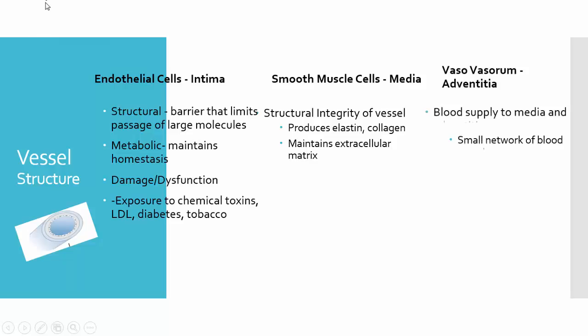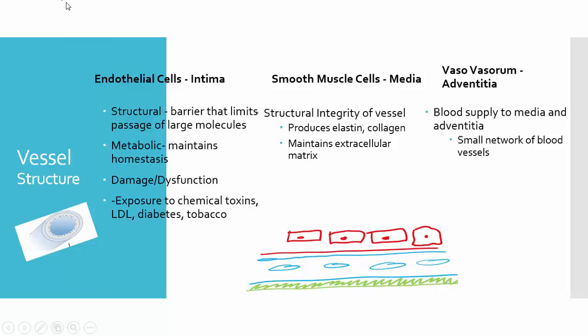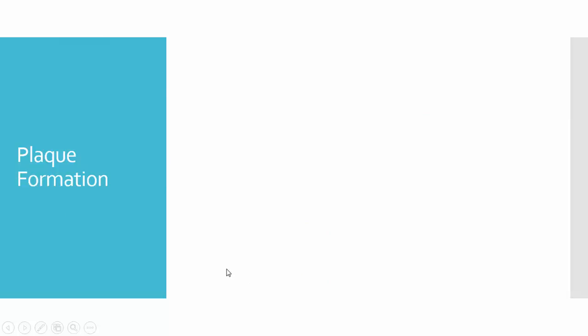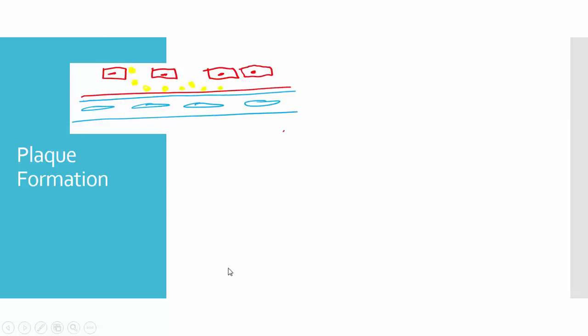The adventitia is made up mostly of connective tissue and has a tiny network of vessels called the vasa vasorum, which supply blood to this outer layer. On the schematic drawing, the intima is indicated in red, the media in blue, and adventitia in green. Let's have a look at plaque formation.